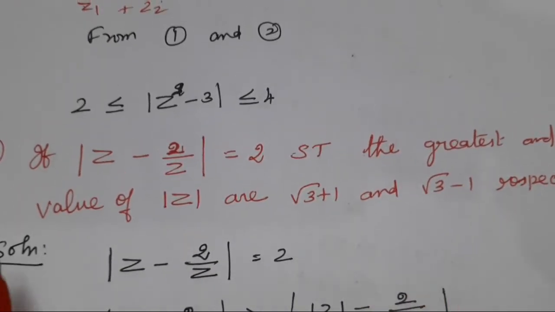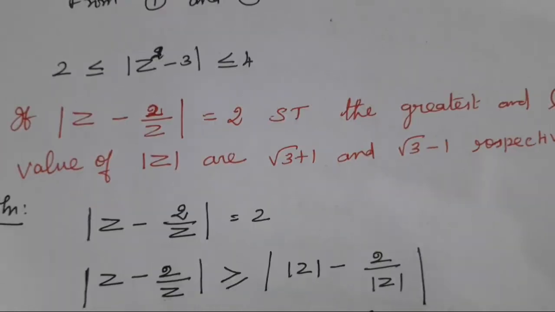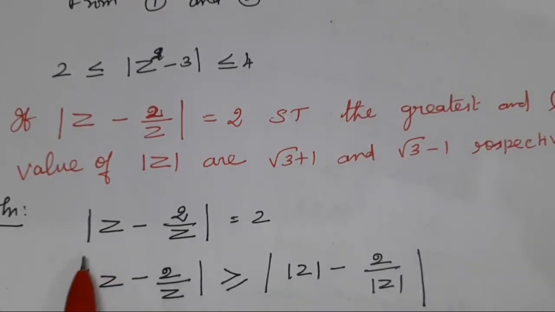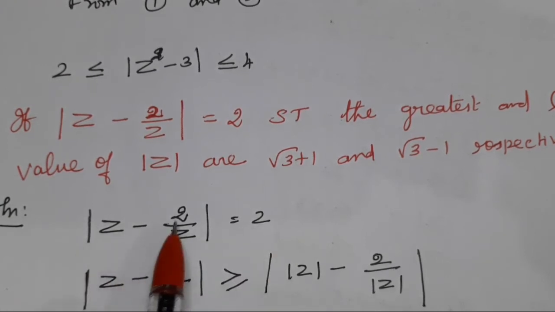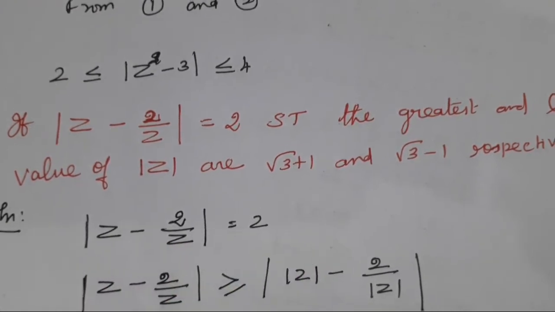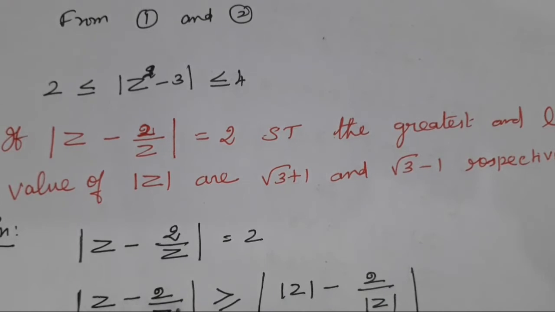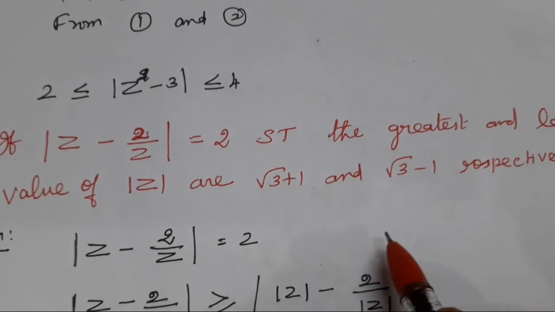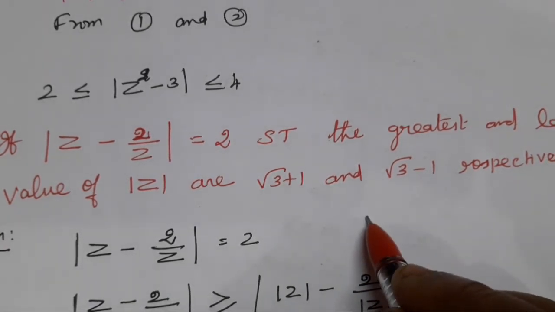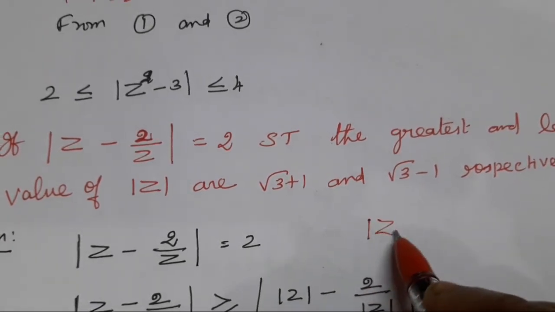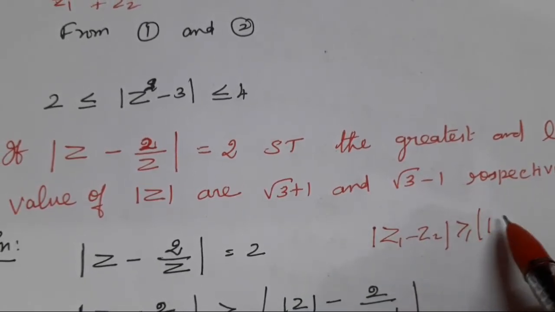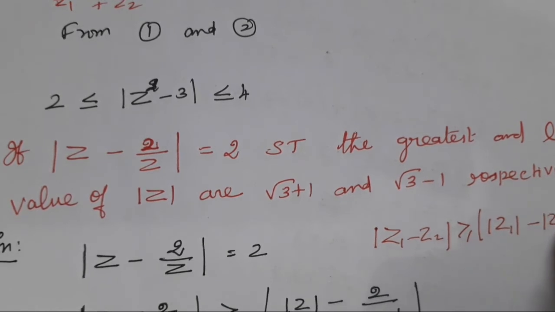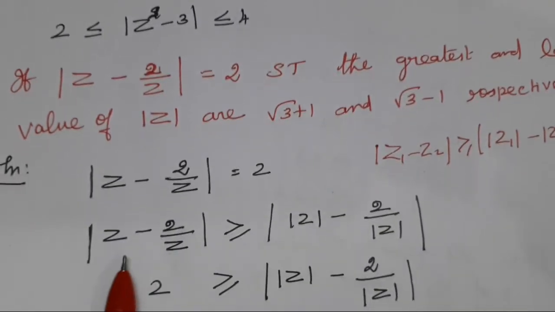What are we going to prove? See the solution: modulus of z minus 2 by z equals 2. This is greater than or equal to, because of a negative value. One more time I told you, last time also I taught like that. Modulus of z1 minus z2 is what? Greater than or equal to the whole modulus of modulus of z1 minus modulus of z2, the whole modulus.